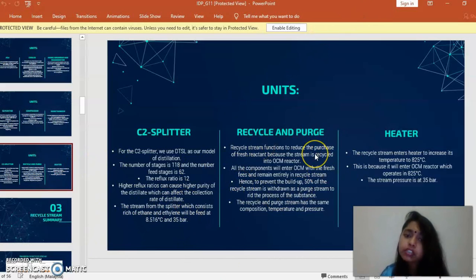Recycle and purge. The recycle stream function is to reduce the purchase of fresh reactant because the stream is required in the OCM reactor. Then the heater again: the last stream enters the heater to increase the temperature to 85 degrees Celsius. This is because it will enter the OCM reactor, which operates at 85 degrees Celsius.